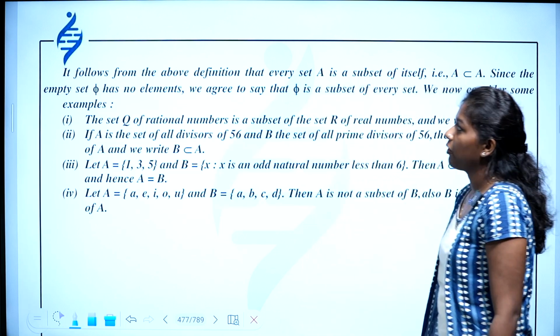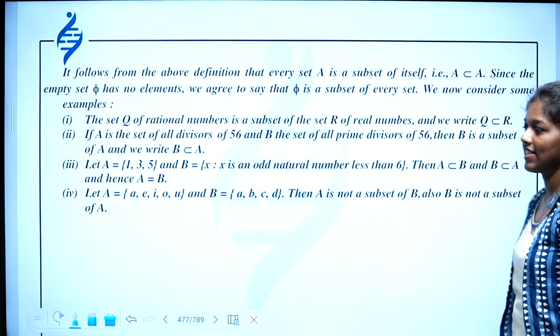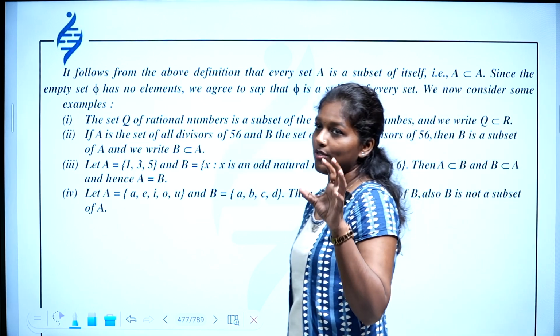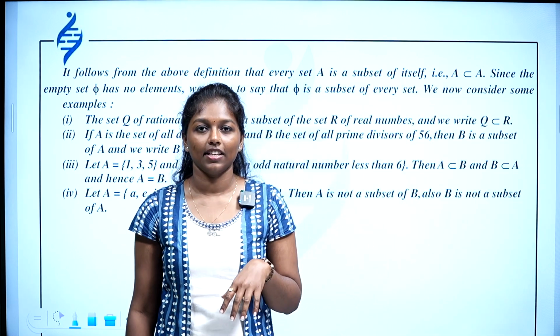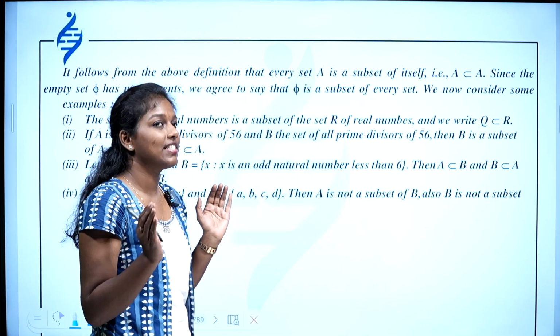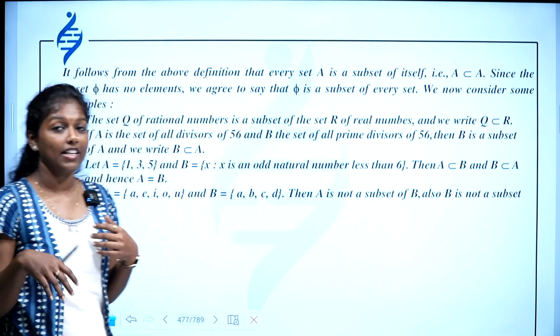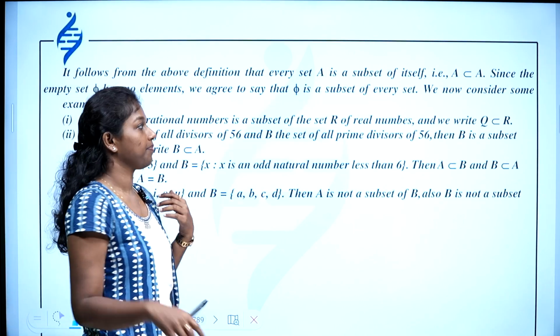It follows from the above definition that every set A is a subset of itself. That is what I said. See, you can choose all the elements from a previous set and write it down. Then it will be A subset of A. And we can say every set is a subset of itself. But it's an improper subset because we are choosing all the elements.